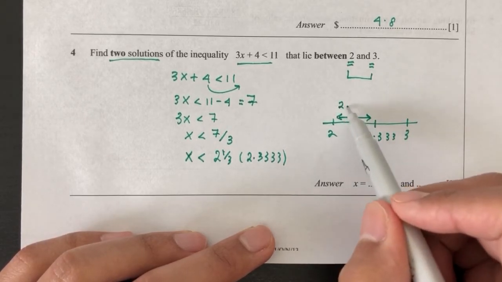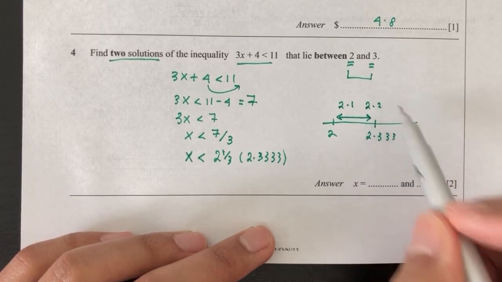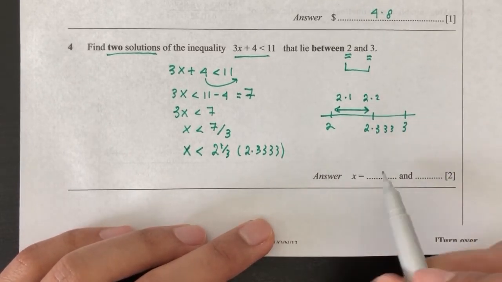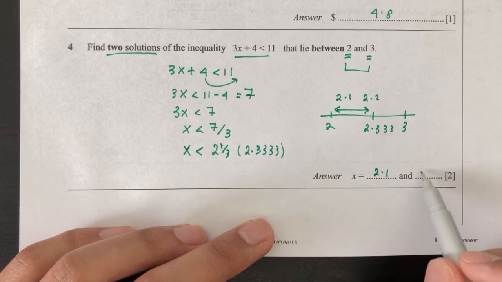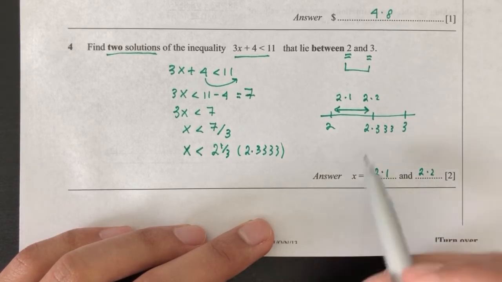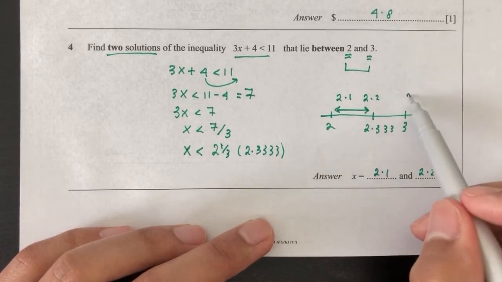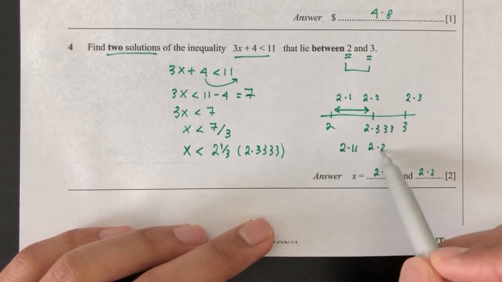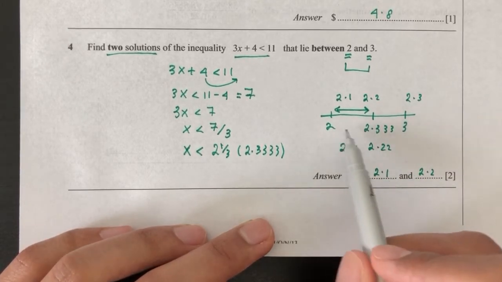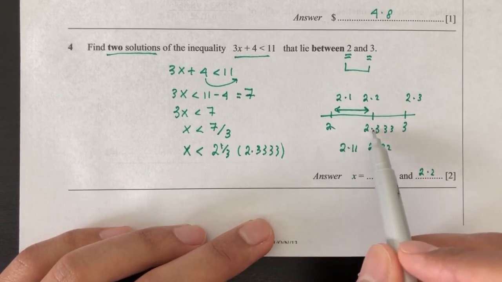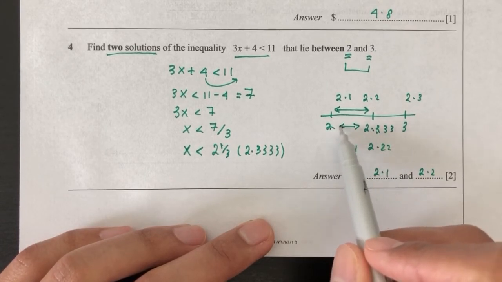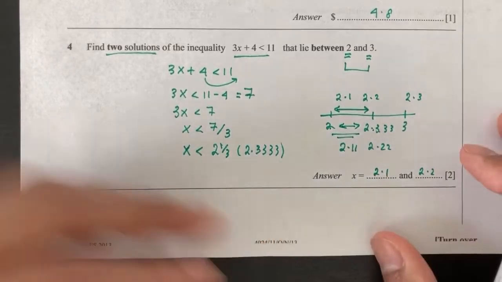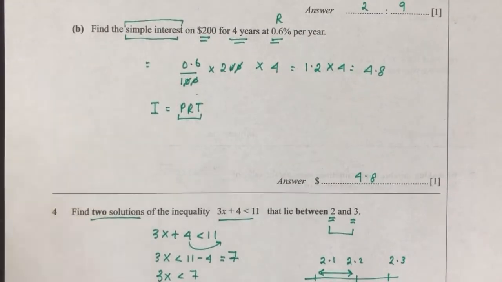So it can be 2.1, it can be 2.2. So let's write those two down. So first one is 2.1, 2.2. But your answer can also be 2.3. And now if you want to write 2.11, 2.22, that is okay as well. It just needs to be between 2 and 2.333. This will be the range for your answer for question number 4.